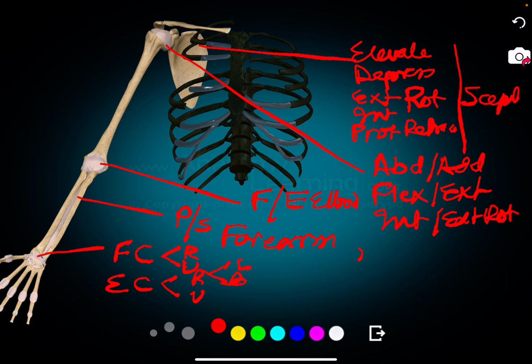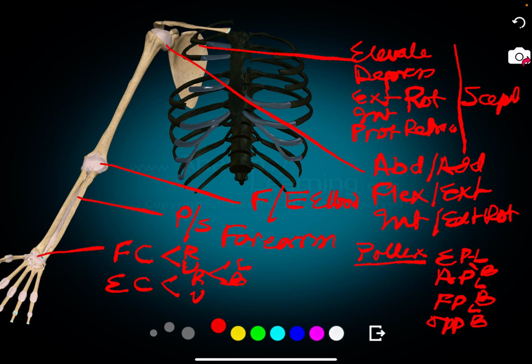Then the thumb muscles or pollex muscles, which are extensor pollicis longus and brevis, abductor pollicis longus and brevis, flexor pollicis longus and brevis, and opponens pollicis. Little finger, called digiti minimi, you have the flexor digiti minimi brevis. The longus is the flexor digitorum profundus tendon, so you don't need a longus.